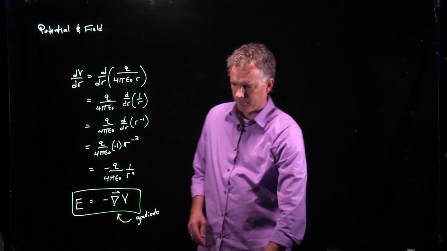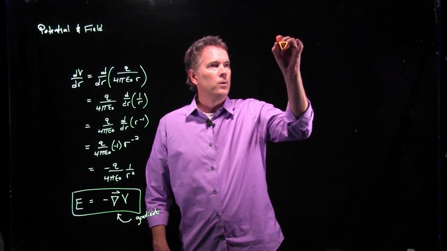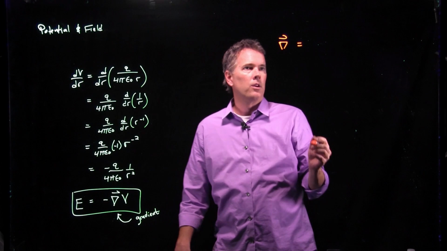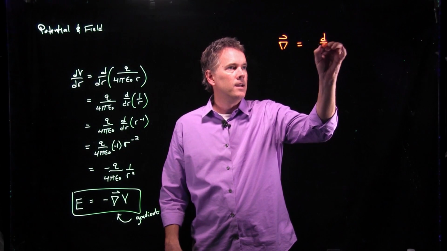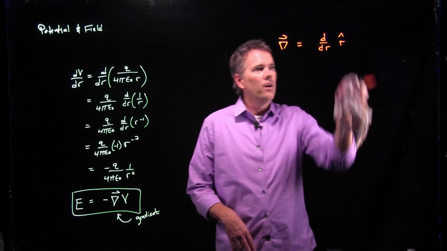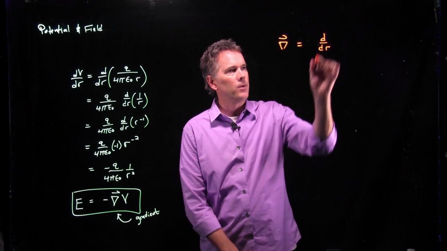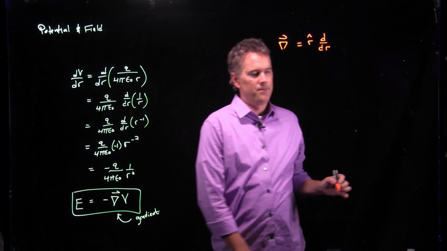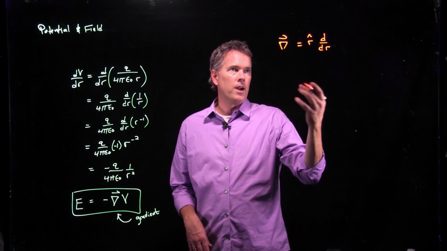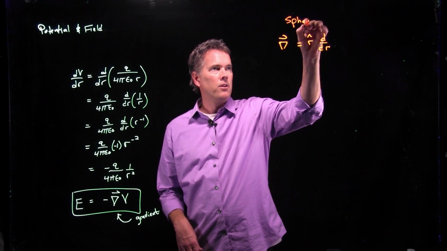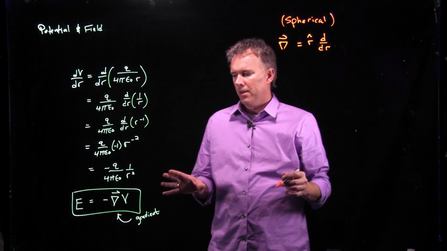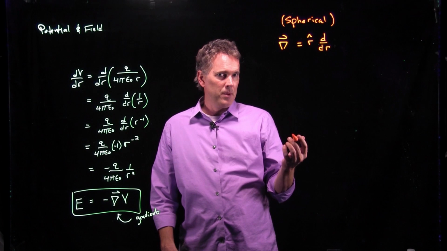So, for instance, if we're only worried about the r direction, like we are with a point charge, the gradient is just d dr with an r hat. Okay? Or if you don't like writing it like that, you can write it like that. Okay? If you have other coordinates, then you can write the other terms as well. But let's not worry about the other terms just yet, except for maybe Cartesian.